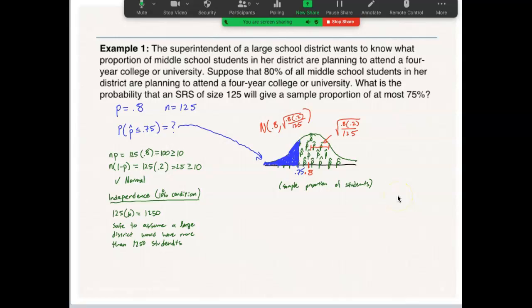So the answer to my question here is 0.081, or about an 8% chance that if the true proportion of students who are going to attend a university or four-year college is 80%, she chooses a sample of size 125 where less than 75% say they're going to attend college.